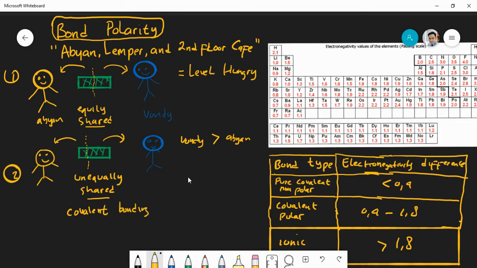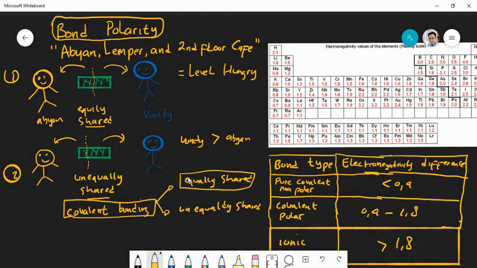So now we can start to think that in covalent bonding there is some sharing of electrons. One of them is equally shared, the other one is unequally shared. The equally shared one, we call pure covalent bonding, or non-polar. The unequally shared one, we call polar covalent bonding.